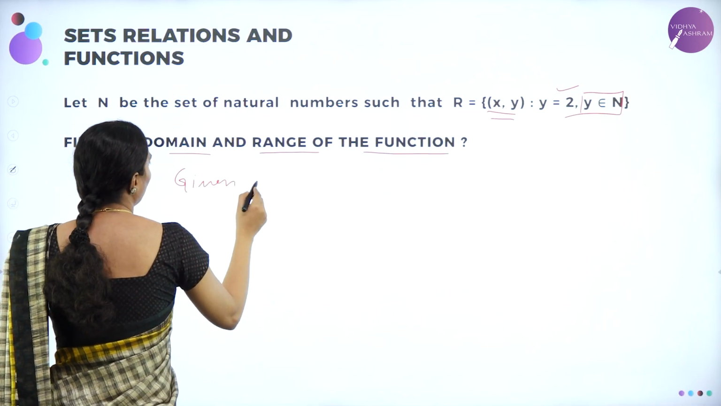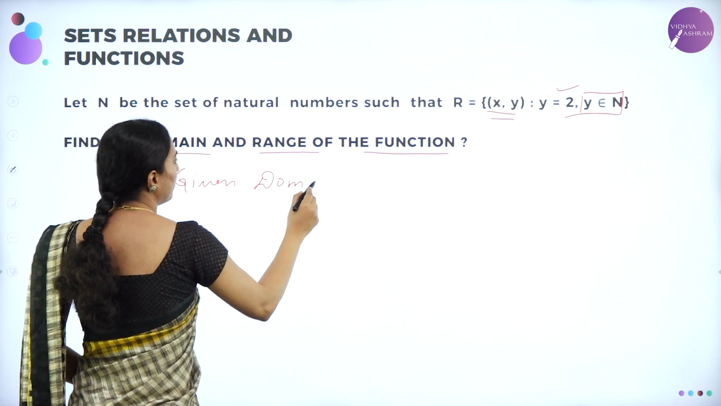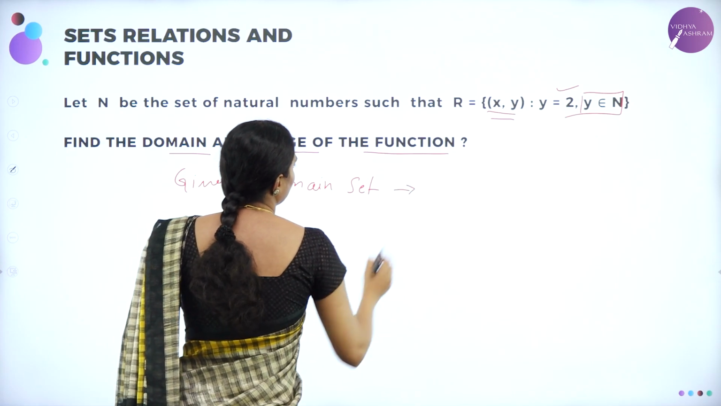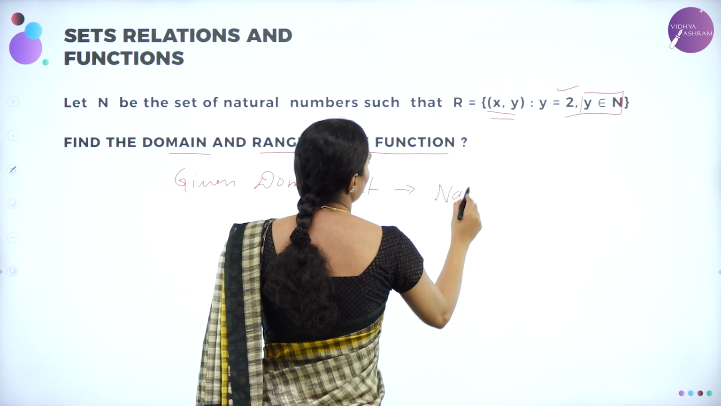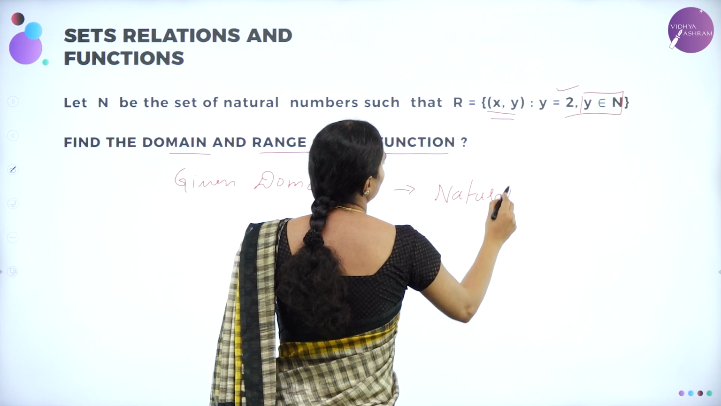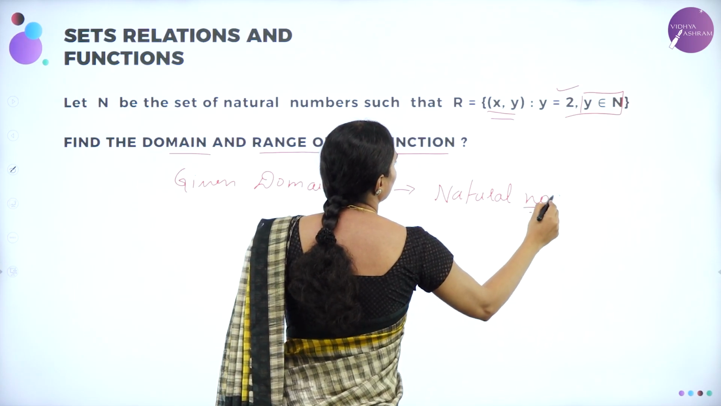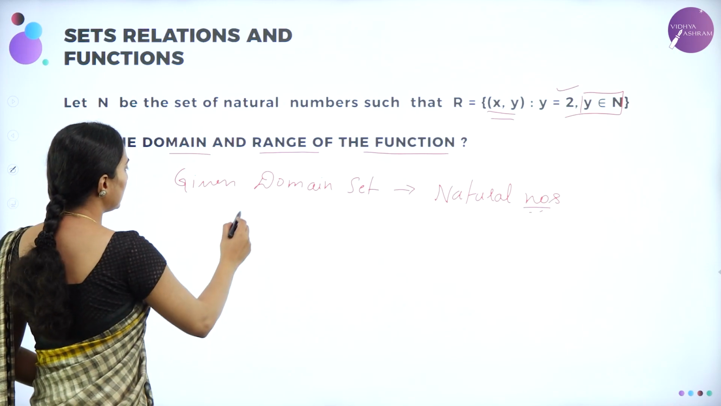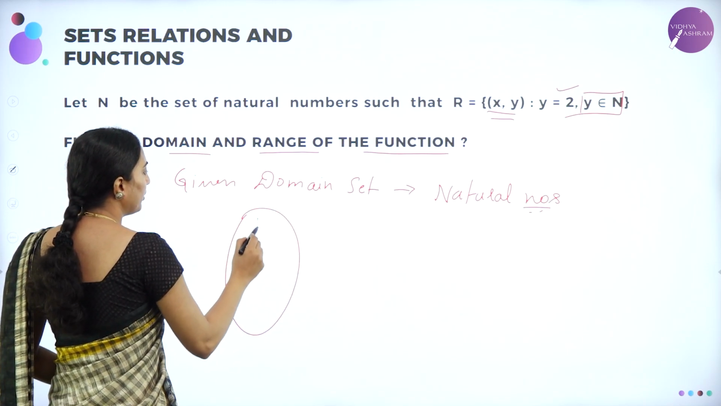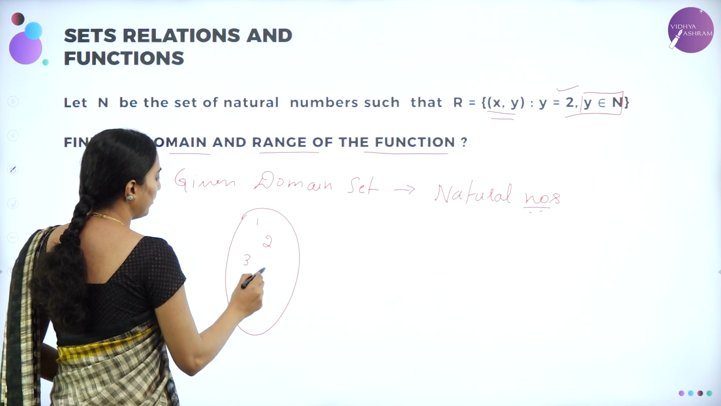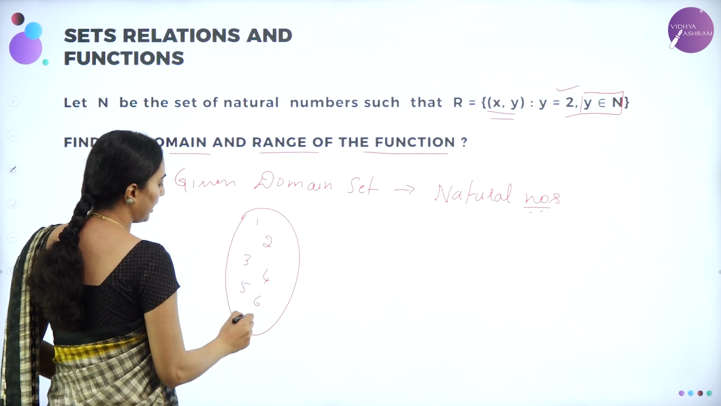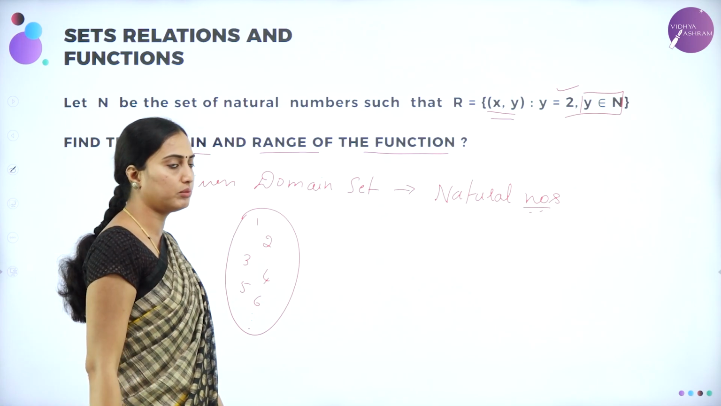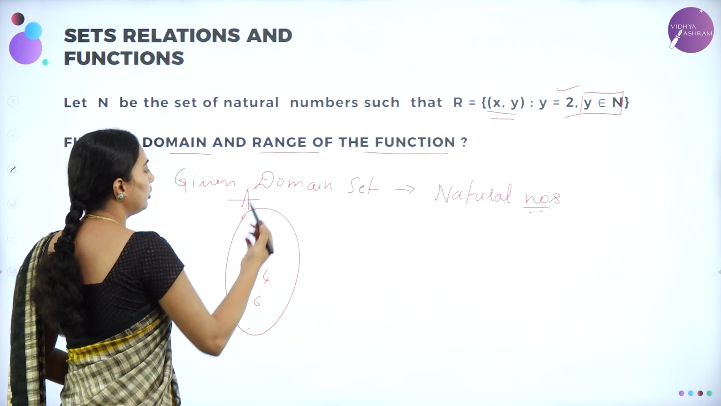The given domain set is nothing but the set of all natural numbers. Correct? And they have given the relation as such. This is a set of all natural numbers. You are going to have 1, 2, 3, 4, 5, 6, etc. So an infinite number of natural numbers you are going to have in the domain set.